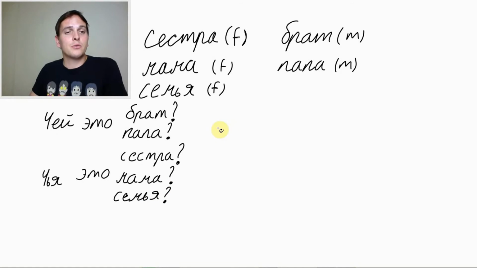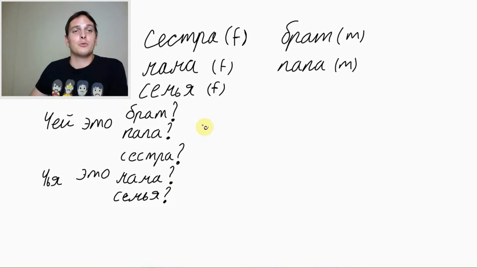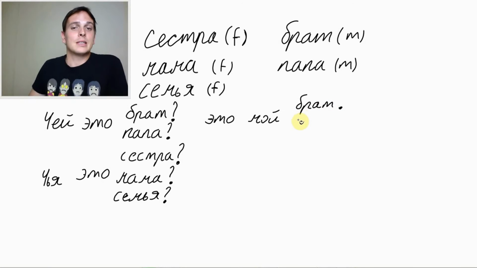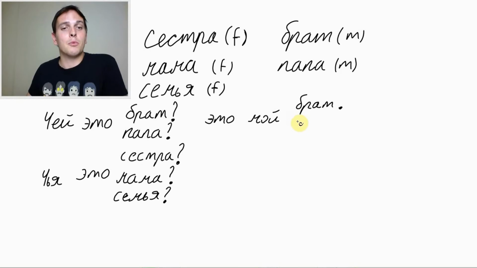And the answer for these questions would be, this is my brother, or this is my sister. And my changes also according to the gender or plural or singular of the noun. So all of them are in singular, so the answer would be more or less the same, except for gender. Female and male would be different. So this is my brother would be это мой брат. This is my father would be это мой отец. Or это мой папа.